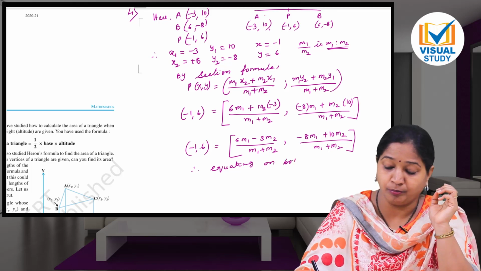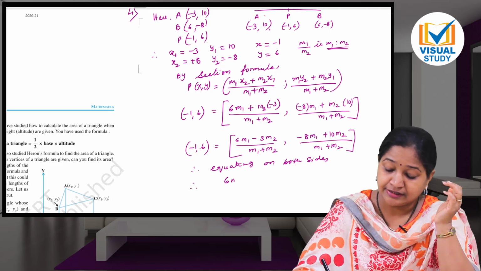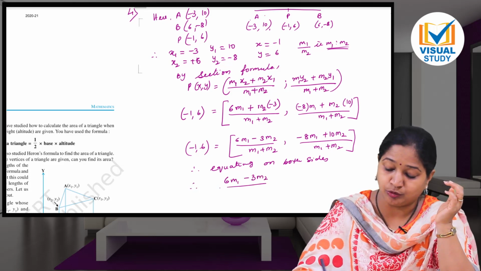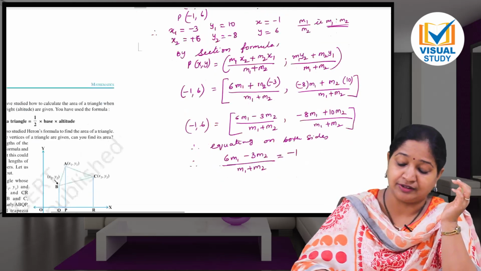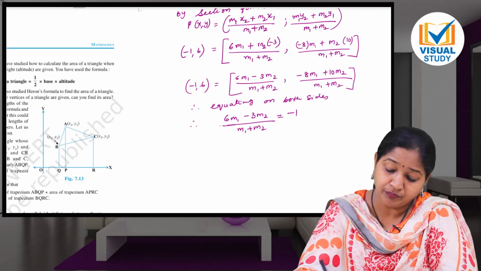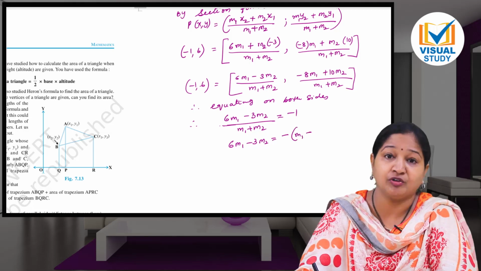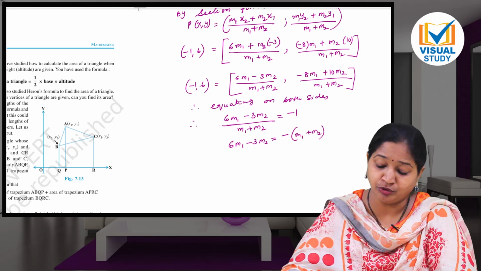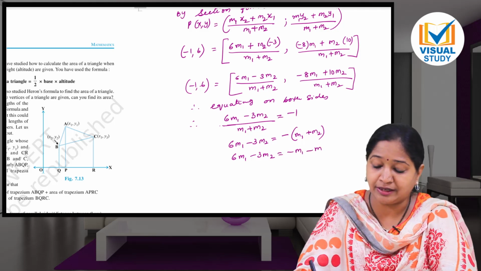Equating on both sides for this, we get (6m1 - 3m2)/(m1 + m2) and this equals -1. Equate it, cross multiply. So what you get is 6m1 - 3m2 = -(m1 + m2). Now what you are going to do is 6m1 - 3m2 = -m1 - m2.